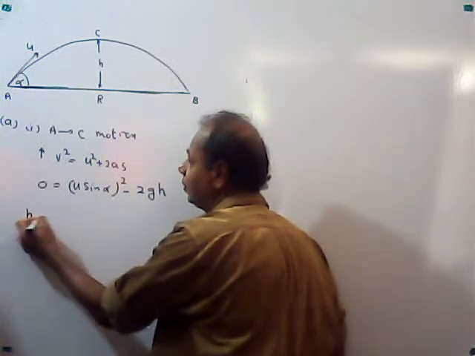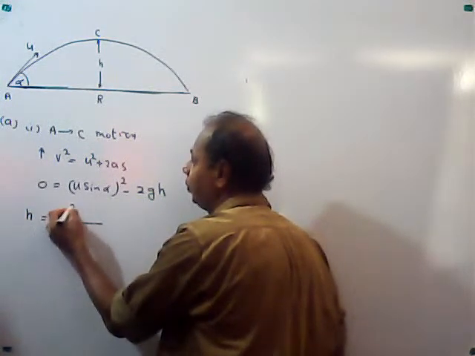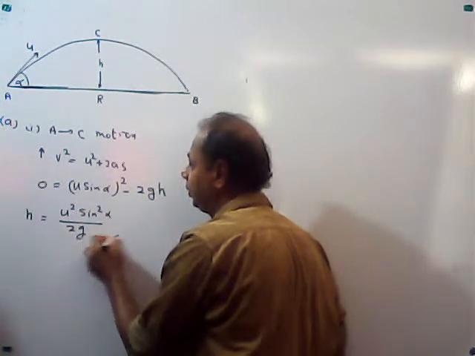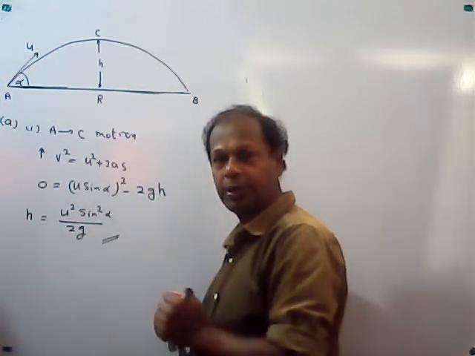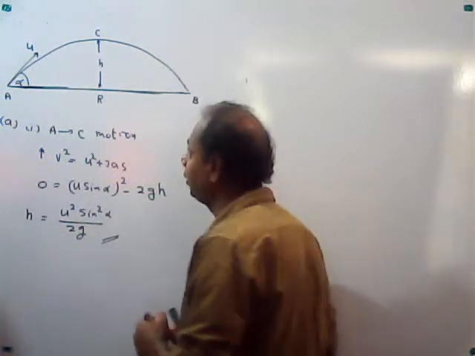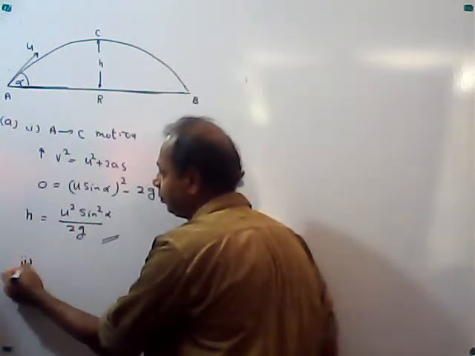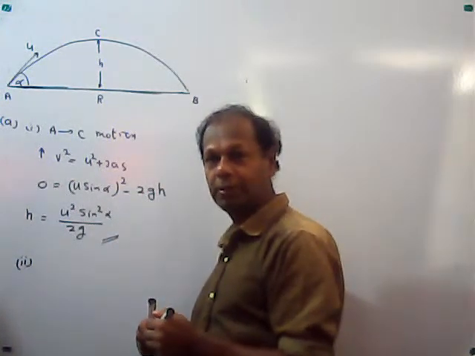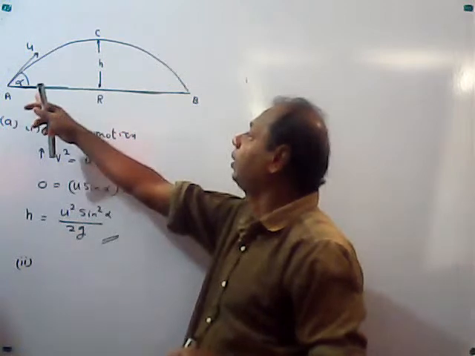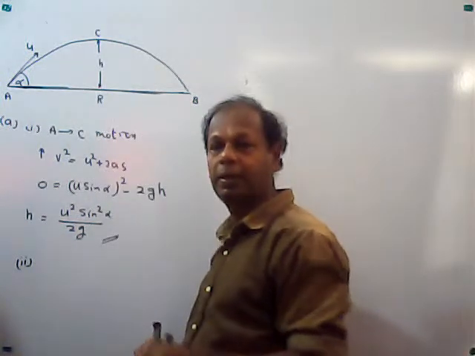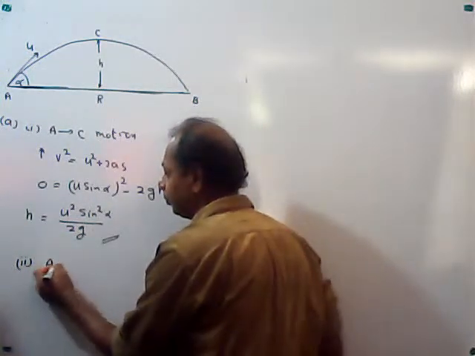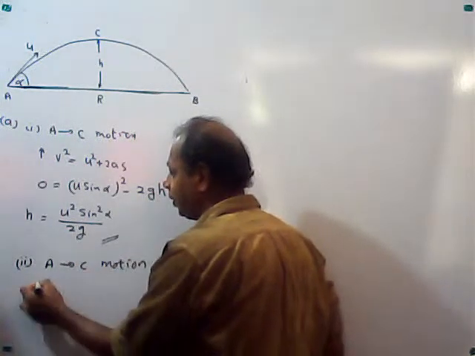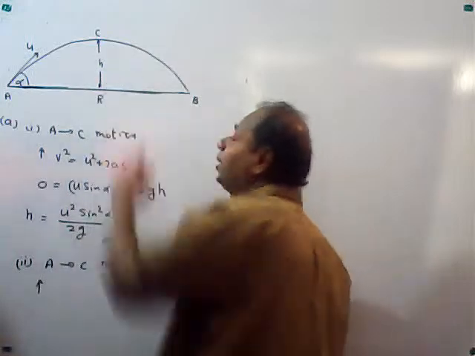So h is equal to u squared sine squared alpha over 2g. This is the answer for the first part. The second part, you have to find the time to reach the maximum height. Again, we have to apply the formula from A to C motion upwards to find the time for the maximum height.